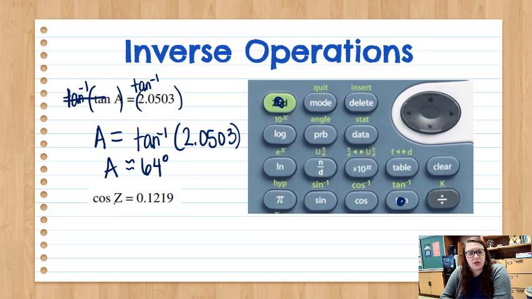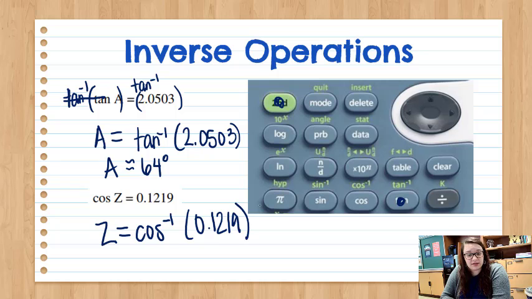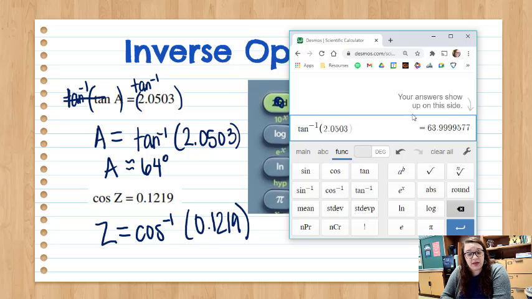Let's do another one with cosine. To get rid of cosine, I want to inverse cosine both sides. So it'll go away from the left, and I'll just have z. On the right, I'll have cosine inverse of 0.1219. Let's put that in our calculator. Cosine inverse of 0.1219.